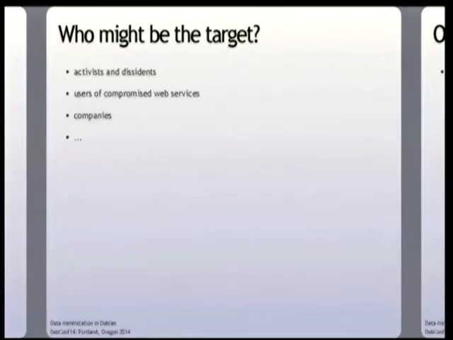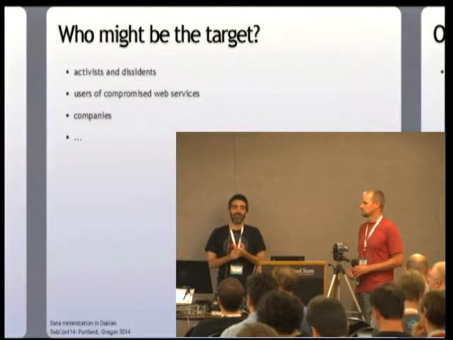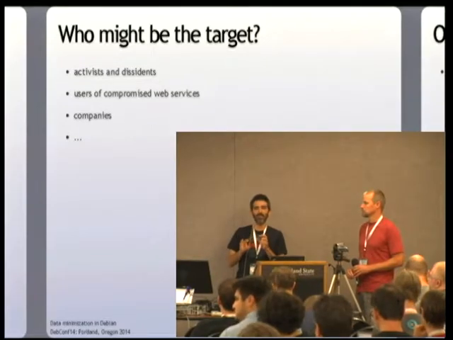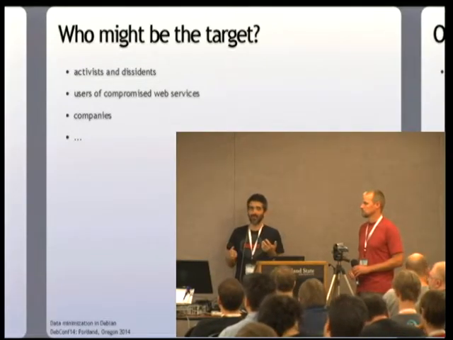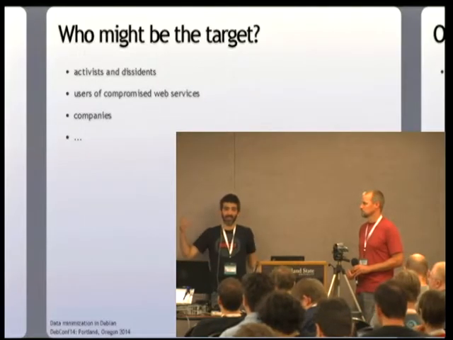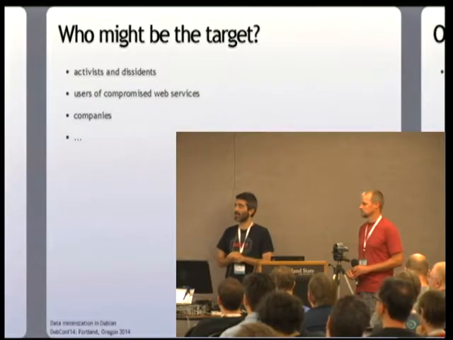So who might be the target of some of this data gathering? A target in the sense of someone who can be directly harmed by it, as opposed to just feeling a little bit creeped out and not quite sure why. There's activists and dissidents, which Matt mentioned. If you use a web service and they have all this data about you and then the service gets compromised, that's information about you that is now not under your control.